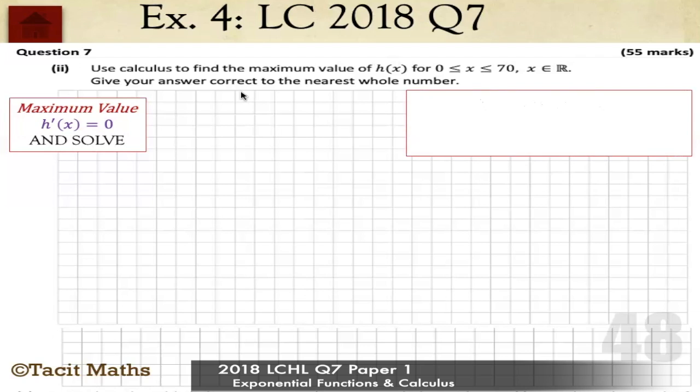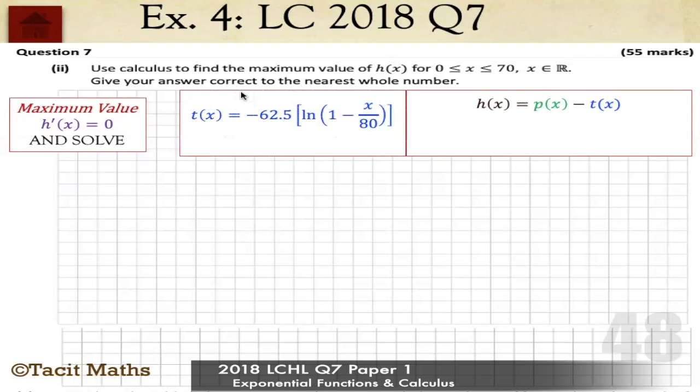Now, if you recall, h of x is that p of x minus t of x. And t of x is that, and p of x is that. So therefore, h of x must be simply that minus that. Now you see that becomes a plus there because it's minus 62.5. So we now need to get the derivative of this, put it equal to 0, and solve. So again, we can forget about all words per minute. Now it's just a calculus and an algebra question.